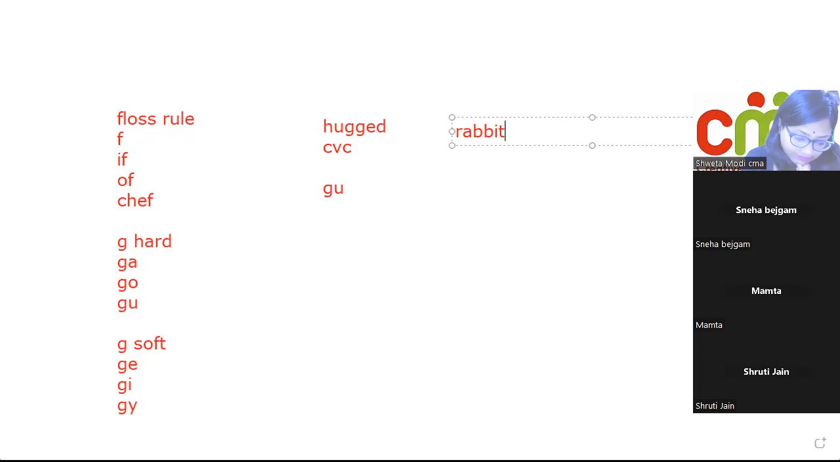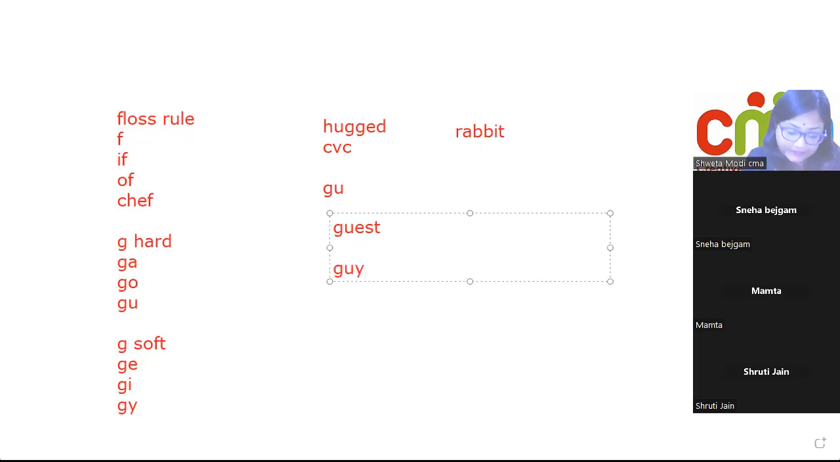Now, the words derived from other languages like French and Spanish. In some French and Latin words, you'll find G followed by U: GUE and GUI. GUE, like in the word guest, and GUY, like in the word guy, or plague, league. These are mostly borrowed words.